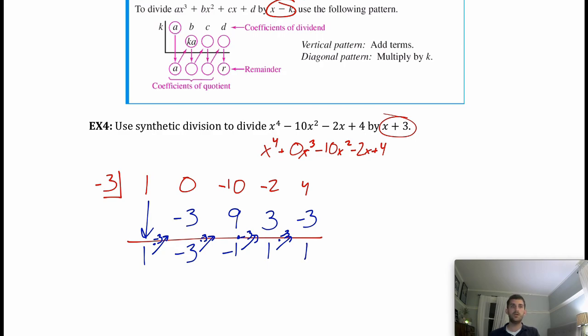Okay, so these are a bunch of numbers. Let me tell you the significance of these numbers. That last number is your remainder. Every other number is going to be a coefficient for what's left.